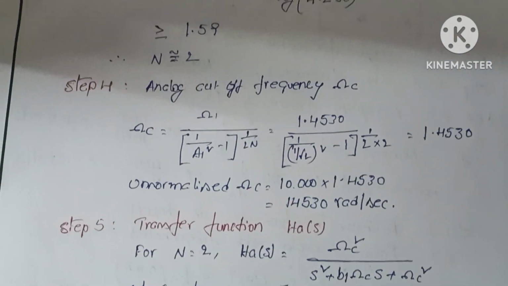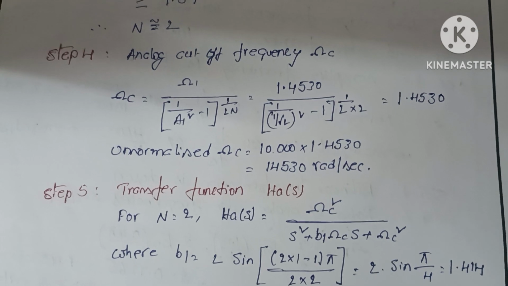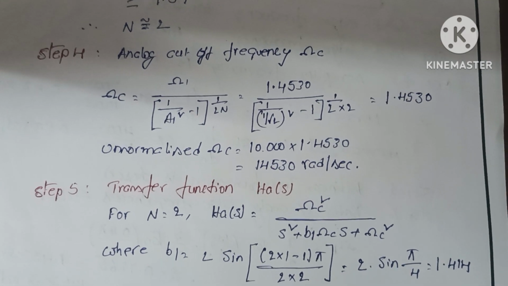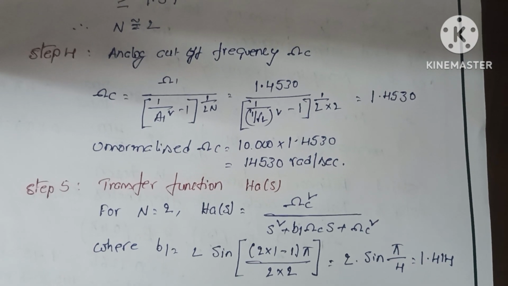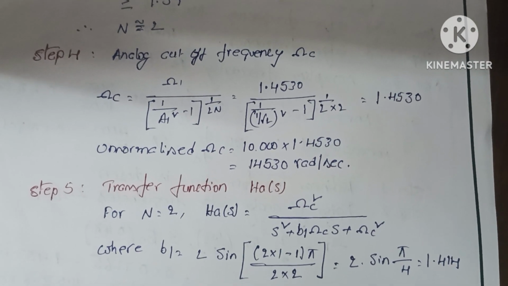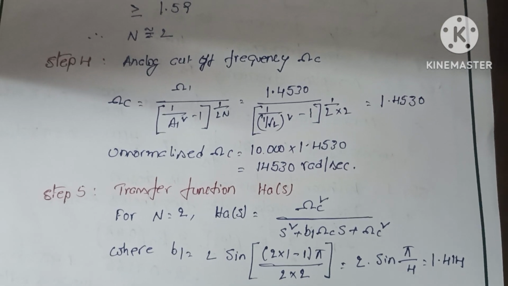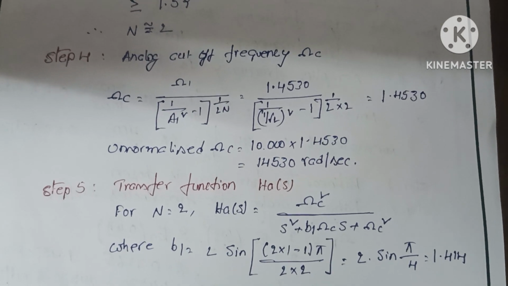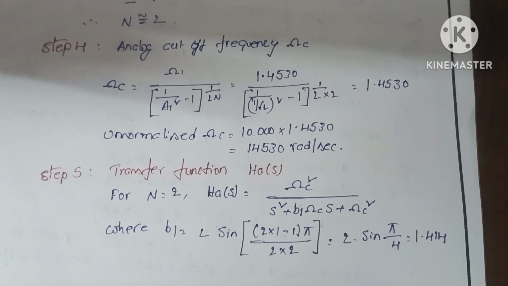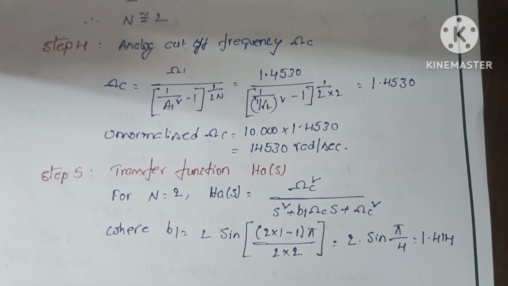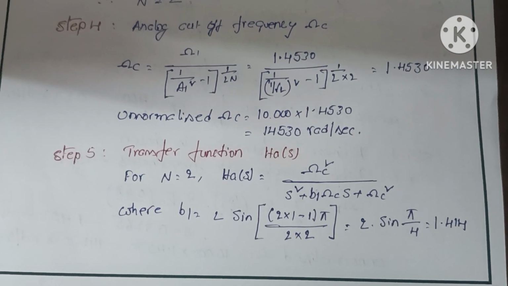Step number 4, analog cutoff frequency omega c. Using this formula, omega 1 by (A1 square minus 1) whole power 1 by 2n. Substitute all the values, you will be getting 1.4530. As all of you know, this is a normalized cutoff frequency. In order to get unnormalized omega c, as usual, multiply by 10,000, you will be getting 14,530 radians per second.